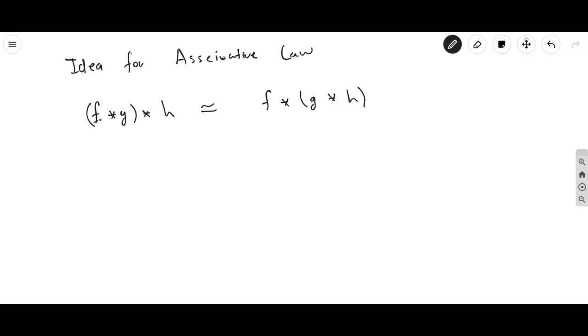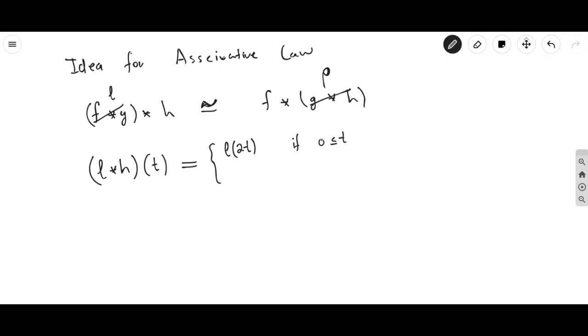So maybe what we'll do is let me call this L for left, and let me call this rho for right. So L juxtapose h at t would be the function. This is a homotopy, of course. L juxtapose h at t would be the function. It's L of 2t if t is between 0 and a half, and there would be h of 2t minus 1 if t is between 1/2 and 1.